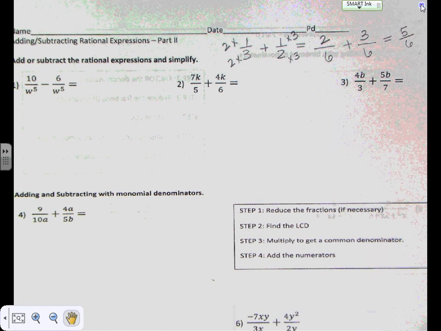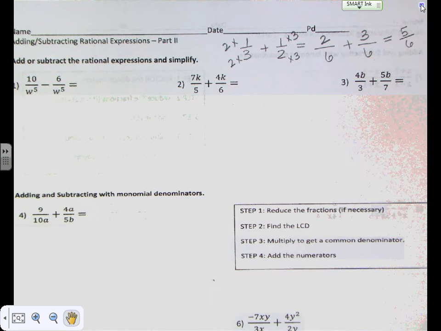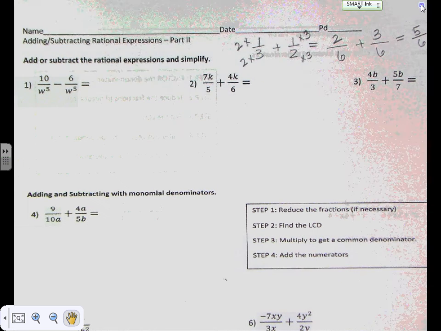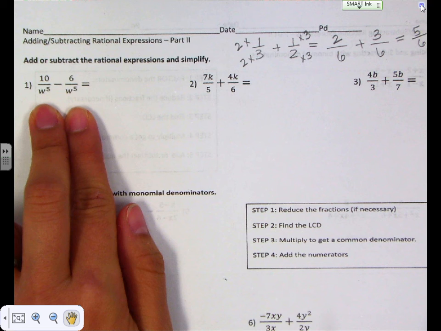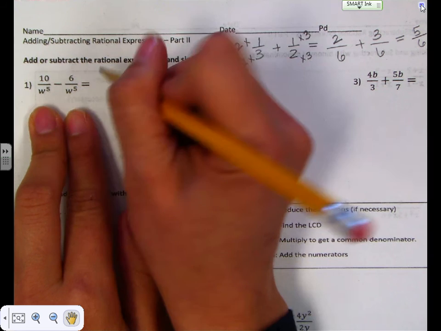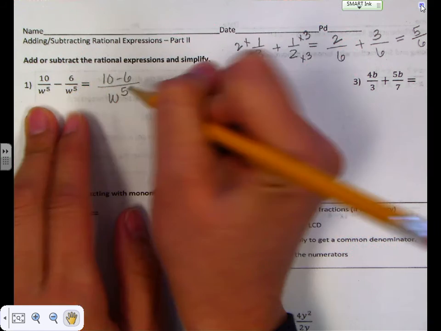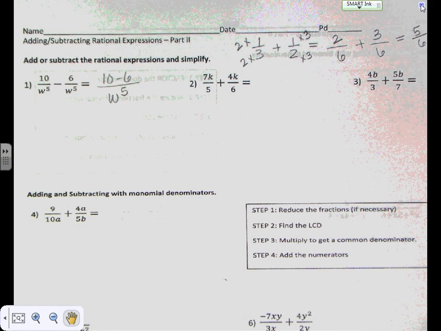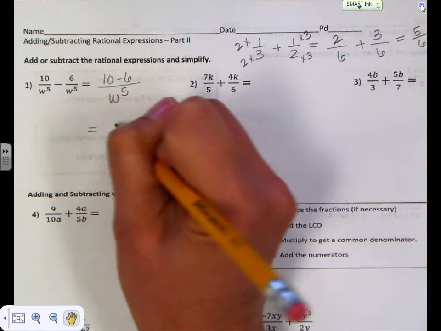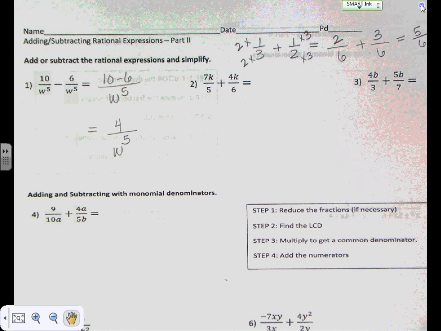Okay, we're going to do the same thing except we have some letters there, variables. If you look at number 1, are the denominators the same? Yes. So I can just subtract straight across. What's 10 minus 6 over w to the 5th power? 4. 10 minus 6 is 4, w to the 5th power, and then you're done.